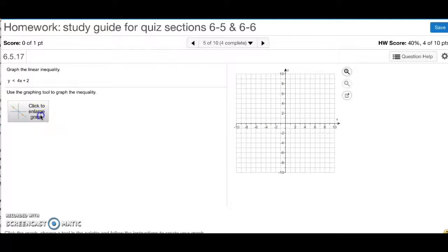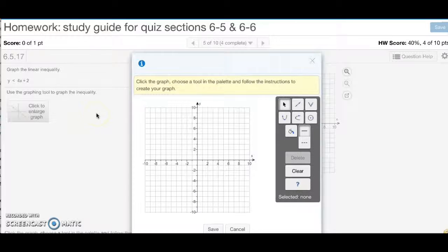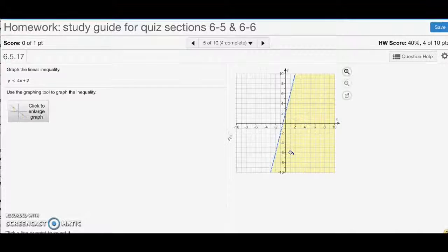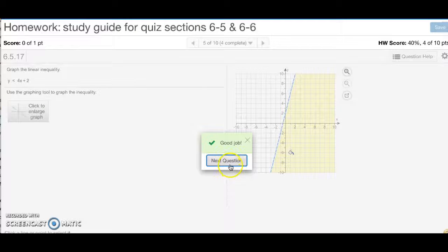Number 5, I do the same thing. I'm graphing it. So my slope is 4, my y-intercept is 2. Since there is no line underneath the inequality, it means I will use a dashed line. So then my y-intercept, we said, is positive 2. My slope is 4, so I go up 1, 2, 3, 4, to the right 1. Now for my shading, it is a less than, so that means I shade below the line, which is on this side. So I shade it, press save, check answer, and there's my graph, and that is number 5.